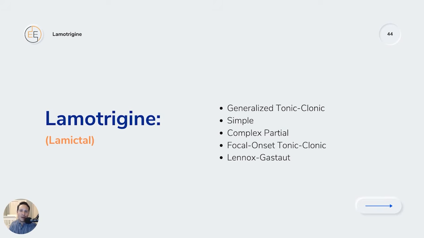All right. So moving on to lamotrigine or Lamictal. Lamictal is an ASM first approved for the USA in 1994. So again, this is a fairly new medication. And according to a study published in the National Library of Medicine, this broad-spectrum drug is considered a first-line treatment for primary generalized tonic-clonic seizures, for example, both simple and complex partial seizures, and focal onset tonic-clonic seizures as well as Lennox-Gastaut syndrome.